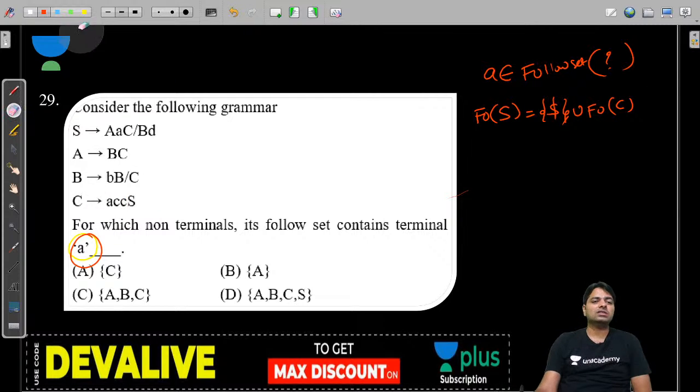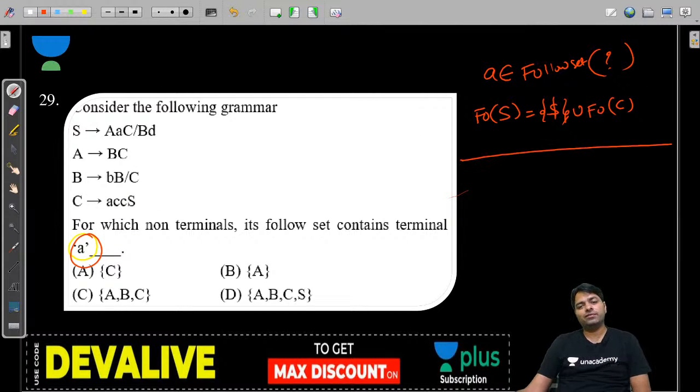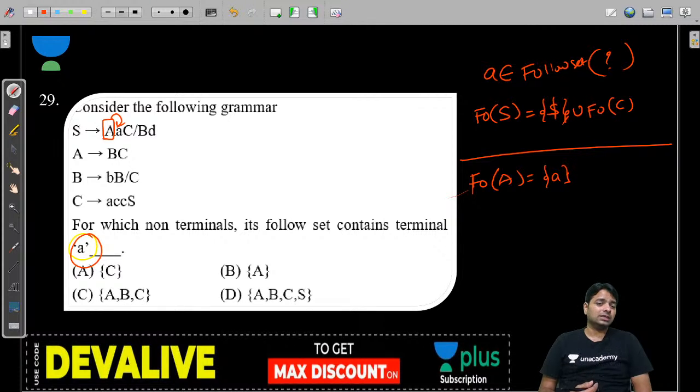So I'll set that aside for now. Now I'll go for follow of A. I can go for follow of C also if I want. Follow of A, what is the follow of A? Look here and solve: follow of A is small a. There is no other capital A.